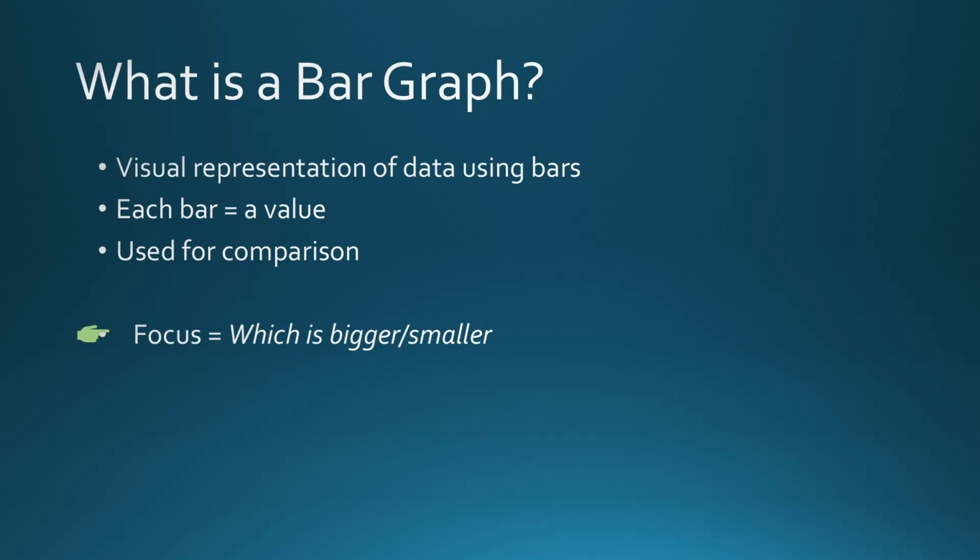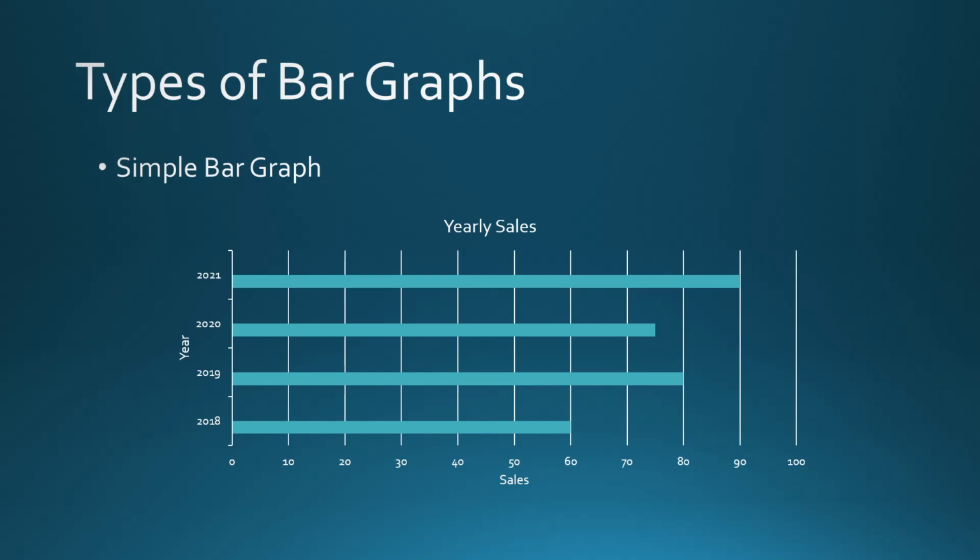Let's get started. What is a bar graph? A bar graph is a visual way to represent data. Each bar shows a value, and your job is not to calculate everything. Your job is to compare smartly. So instead of thinking like a calculator, start thinking like an observer.